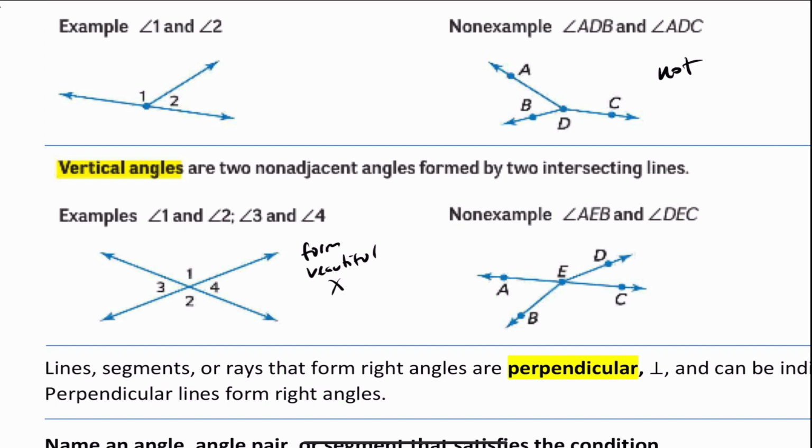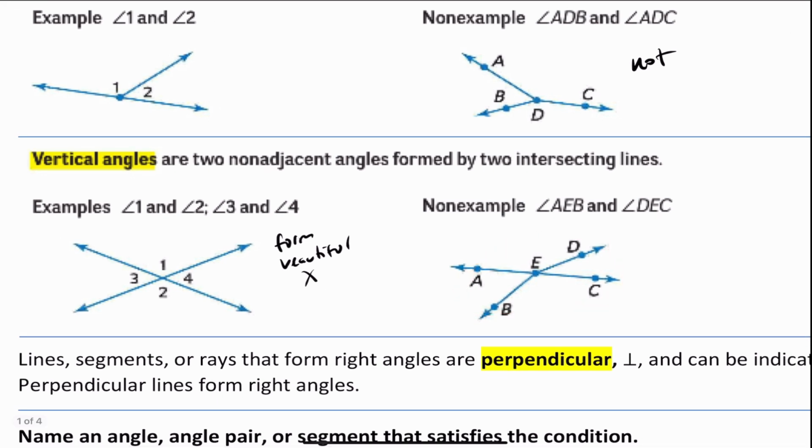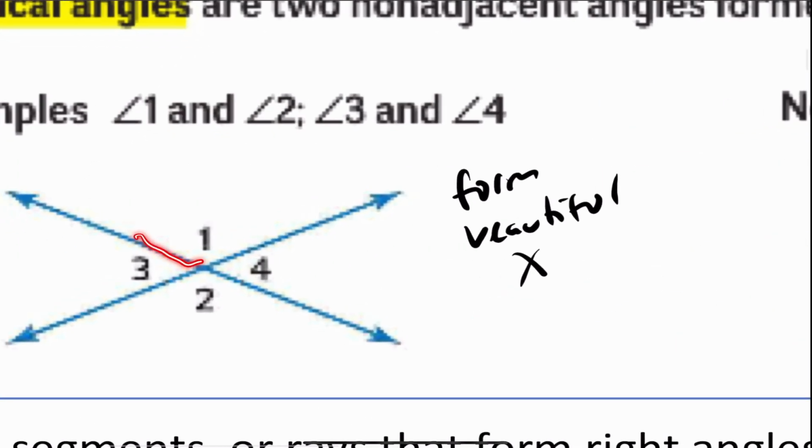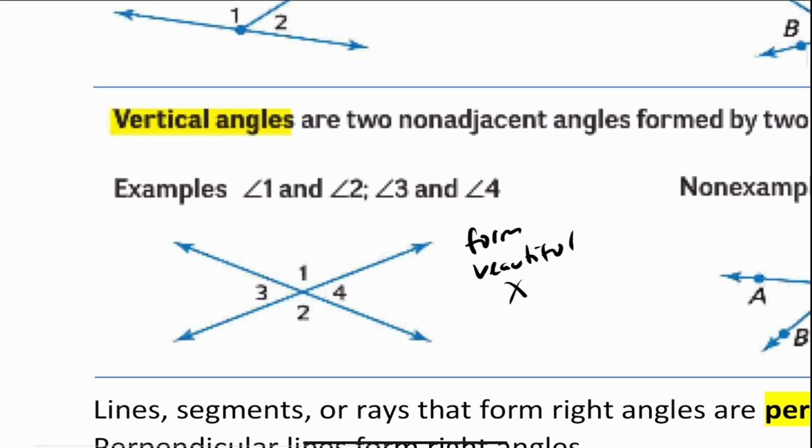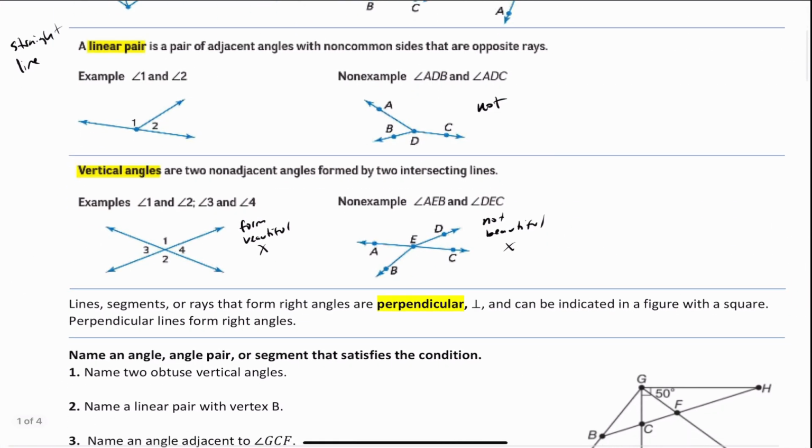Over here, this is not an example. Angle AEB and angle DEC, they don't form a beautiful X. So no relationship there. Okay, because again, if we take a look at this, look how long this angle is, and look at how long this angle is too. We can see that these are congruent. This angle, they are congruent as well, just by looking at how long the angles are.